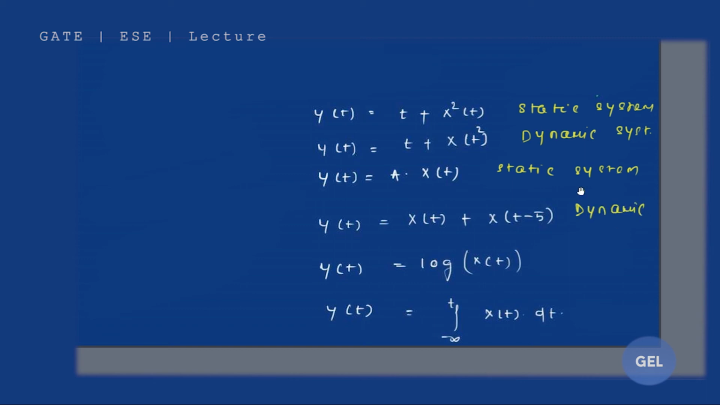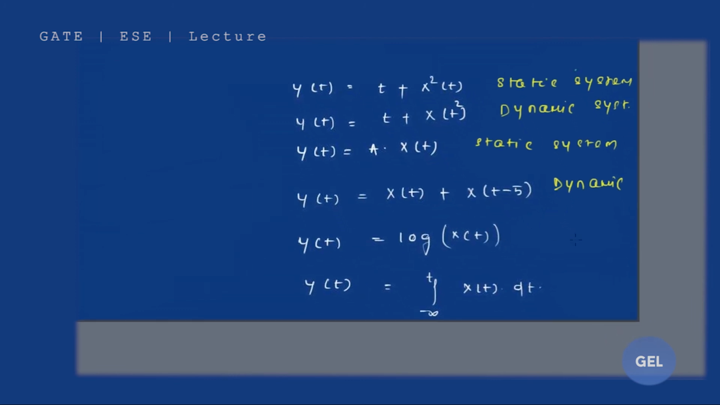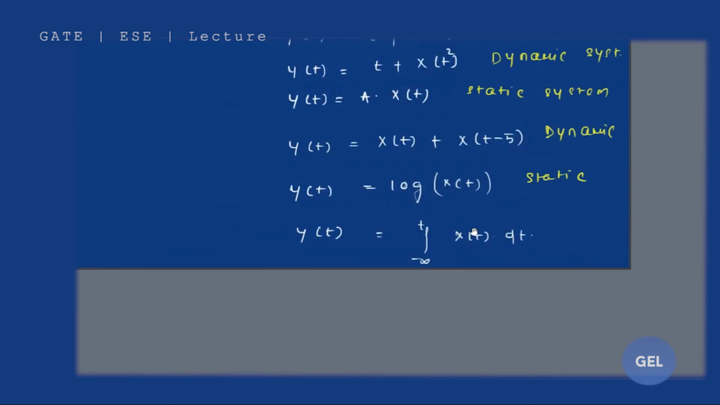Always remember with crystal clear clarity, only if it is giving you present input, then only it is static. So this is static. Look here carefully, whether it is dynamic or static. The response is depending on the present input. If you put t, it is depending on the present input, but also depending on some past input, because of the upper limit minus lower limit. So that is why this will be dynamic.